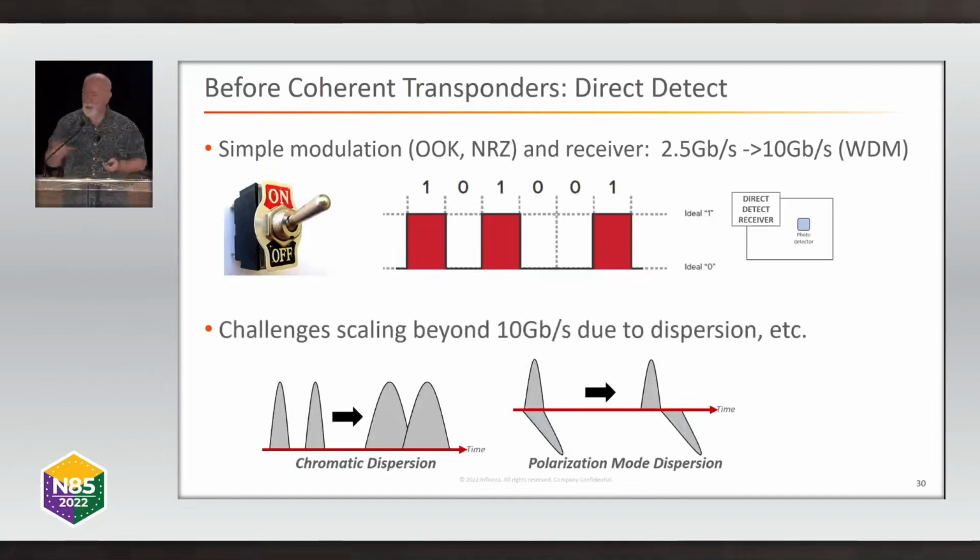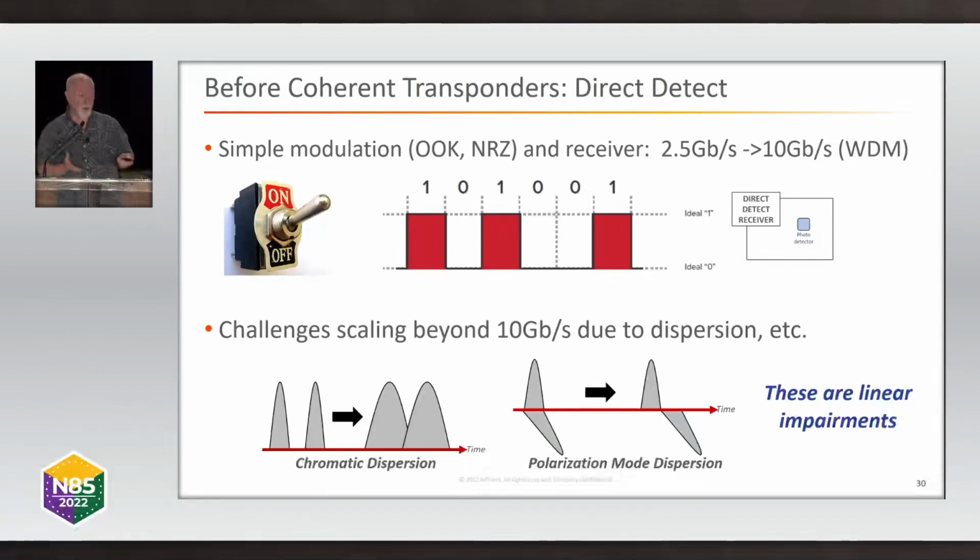The challenge was to scale that technology beyond 10 gigabits per second per wavelength because of various impairments in the optical fiber. So these are linear impairments, and one of the downsides of a direct detect system like this, a direct detector is not a linear detector. It's actually a square law detector. And if you try to compensate mathematically for linear impairments with a square law detector, that gets very complicated.